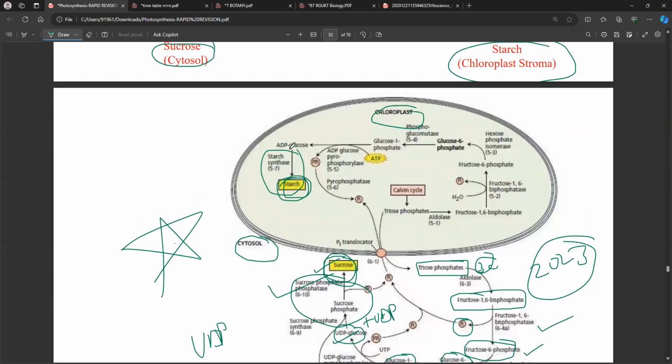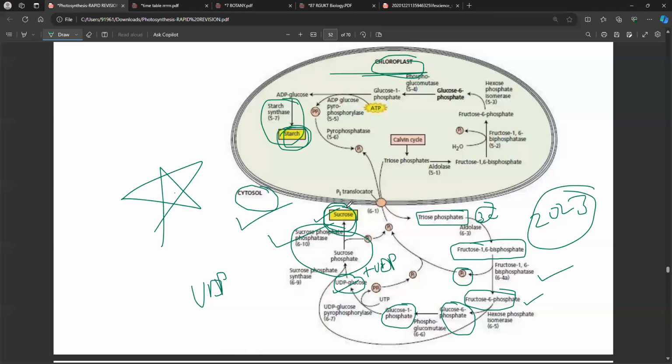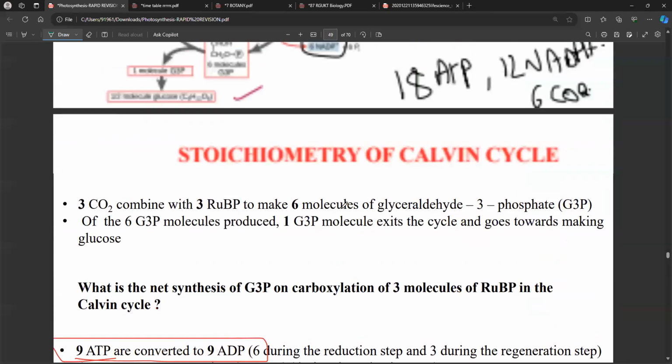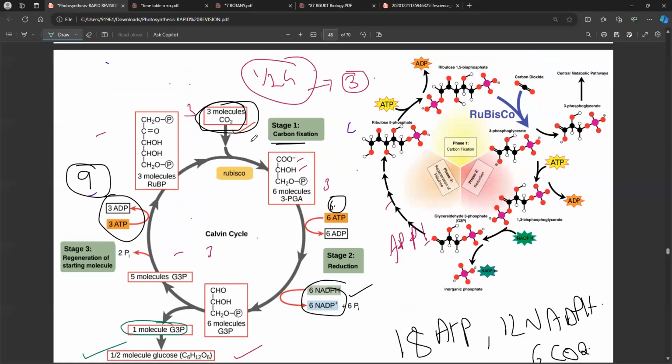Another one is starch synthase. Starch synthase is present in the chloroplast. Sucrose phosphate synthase is present in the cytosol. I am requesting you not to neglect this, okay? Because if you don't revise at the end, you will forget faster. So don't neglect it under any circumstances. This is the simple C3 cycle that happens in every plant.